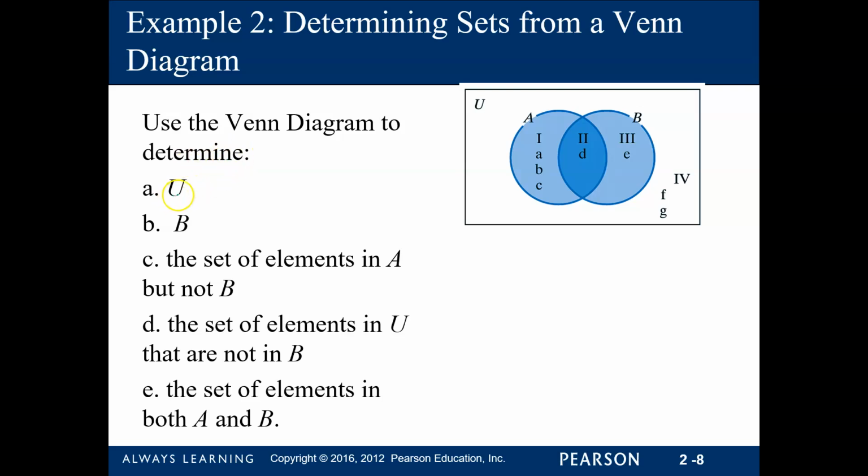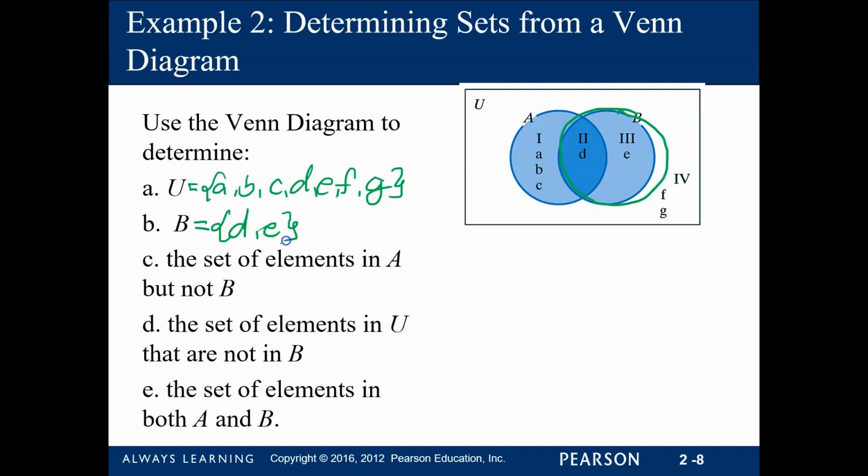So universal set, again, everything that you are seeing inside the rectangle, so you will have it as A, B, C, D, E, F, and G. Everything inside that rectangle. Now, what are the elements inside set B? Set B is this circle here. So set B is that circle. What elements do you see inside set B? So that would be D and E.